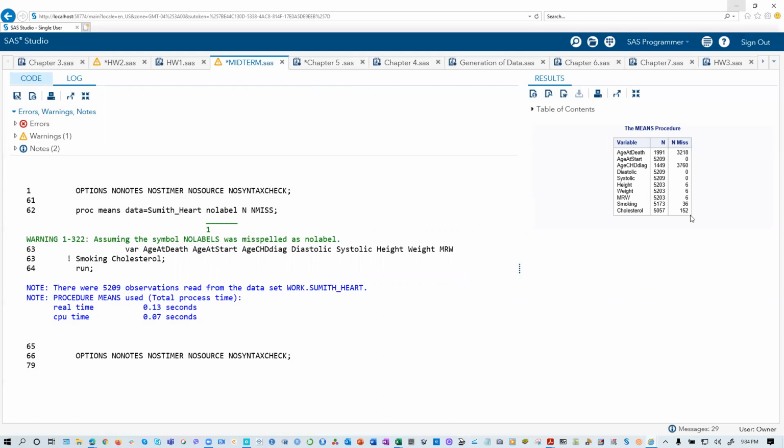3,280. This one, 152, 36, 6, 6, 6, 6, 6, 0, 0. No missing. There are six entries missing. Age at death. Many of these are missing.